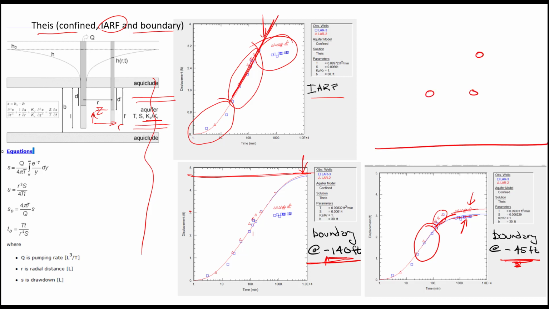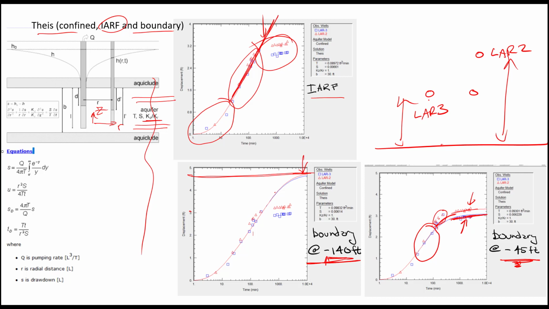But because we have a boundary, the configuration is like this. Here's the boundary, and this is LAR2, and this is LAR3. So what's happening is the boundary is causing the heads in LAR3 to be lower, or less drawdown than it is in LAR2. And that's because LAR3 is closer to the boundary than LAR2. Okay, so that makes sense.